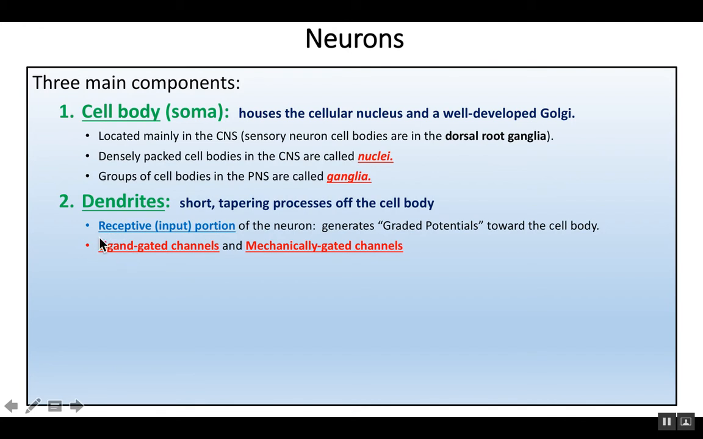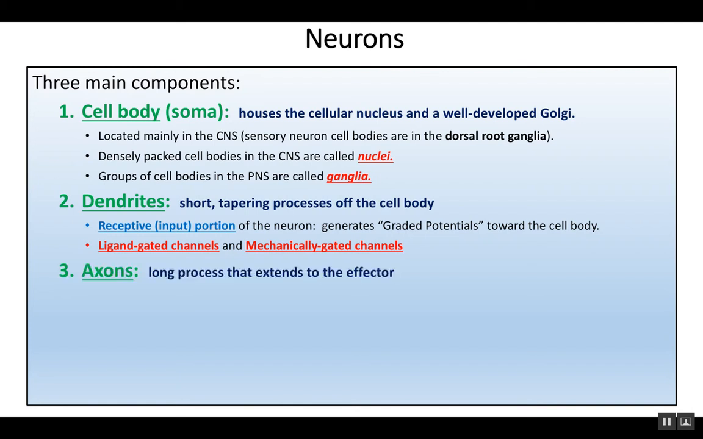But when you see the word ligand, just think of a chemical as opposed to, say, a mechanical stimulus. So that's how neurons get stimulated. It's either some chemical that's stimulating them, or it's a mechanical stimulus like pressure or touch or vibrations. But those channels are going to open up in response to the stimulus, are going to allow ions to enter or exit the neuron, and that's going to change the electrical activity of the neuron. All physiology that we'll be getting to momentarily.